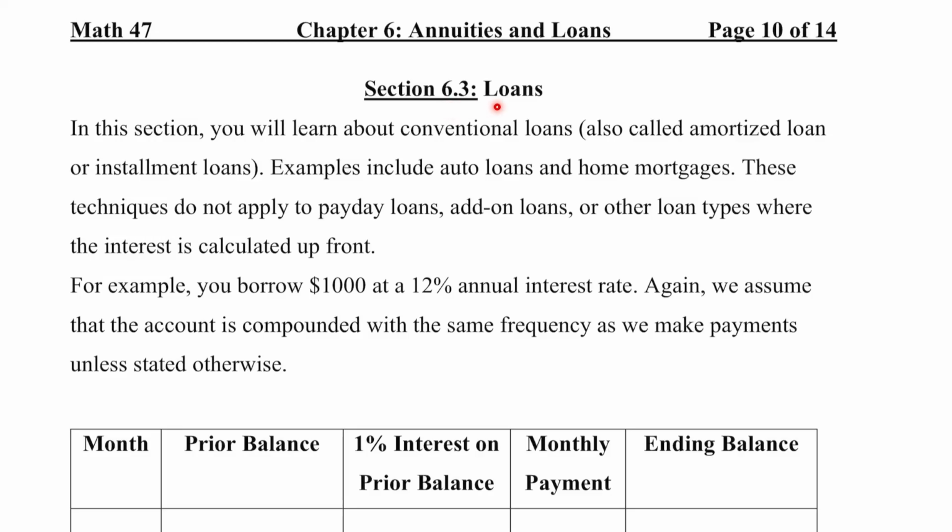Section 6.3, Loans. In this section, you learn about conventional loans. Examples include auto loans and home mortgages. These techniques do not apply to payday loans, add-on loans, or other loan types where the interest is calculated upfront. For example, you borrow $1,000 at a 12% annual interest rate. Again, we assume that the account is compounded with the same frequency as we make payments unless stated otherwise.